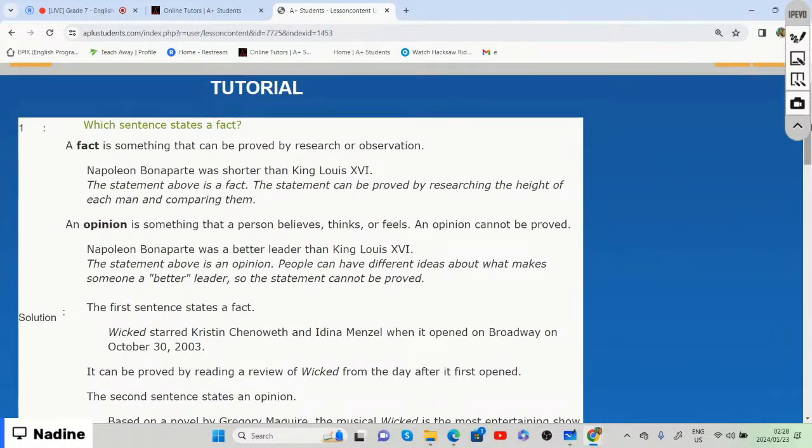Right? And remember, we said that a fact is something that can be proven, and can only be proven by doing research or by observation, right? Whereas an opinion is something that you believe in, think of, as well as something that you feel. And once again, an opinion is something that a person believes, thinks, or feels.